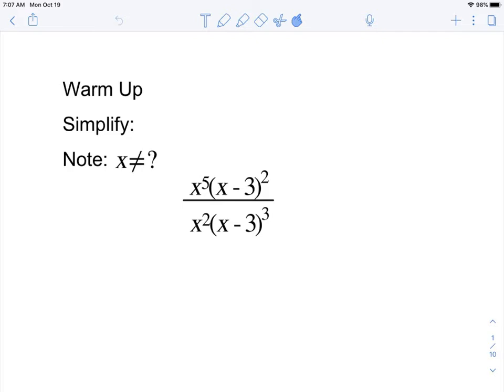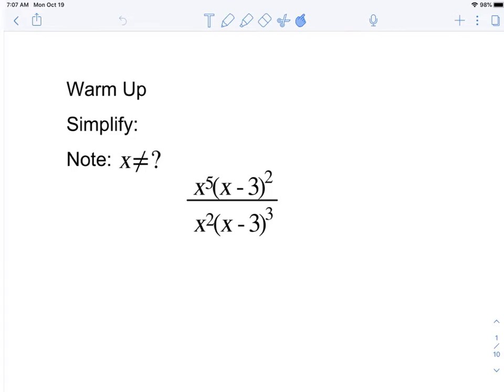So your solution to this problem would be, 1 minute. Since x has a power of 5 in the numerator and a power of 2 in the denominator, that would be x to the 5 minus 2. The x minus 3 has an exponent of 2 in the numerator, exponent of 3 in the denominator. This is just one way to look at it. I'm trying to give you a little something different. That would be x minus 3 to the 2 minus 3.